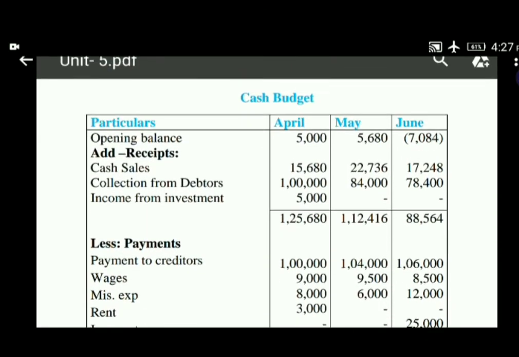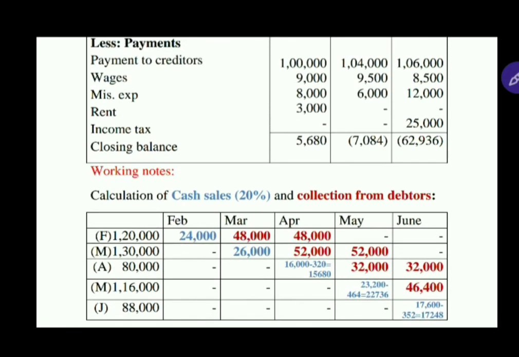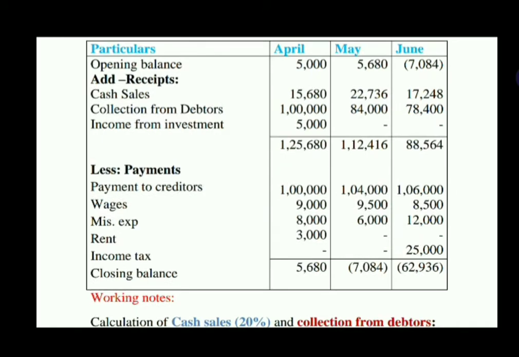So here, cash sales: 15,680, 22,736, and 17,248. These amounts are taken from the working notes after calculation: 15,680, 22,736, 17,248. So this is what we have about cash sales.